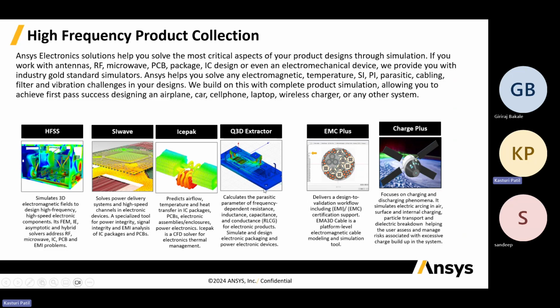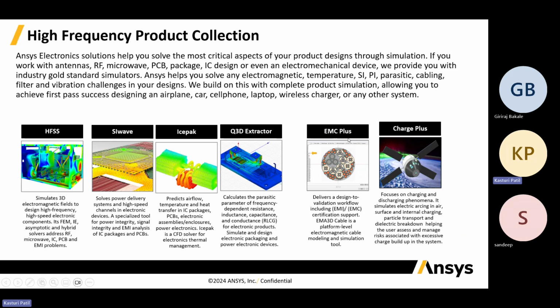Next one is Q3D Extractor. Again, this tool is dedicatedly used for PCBs only, either a single layer or multiple layer PCB. If you want to find out the inductance, capacitance, resistance, and conductance values on that particular PCB, Q3D Extractor is helping us to find out parasitic extraction values on that particular PCB.